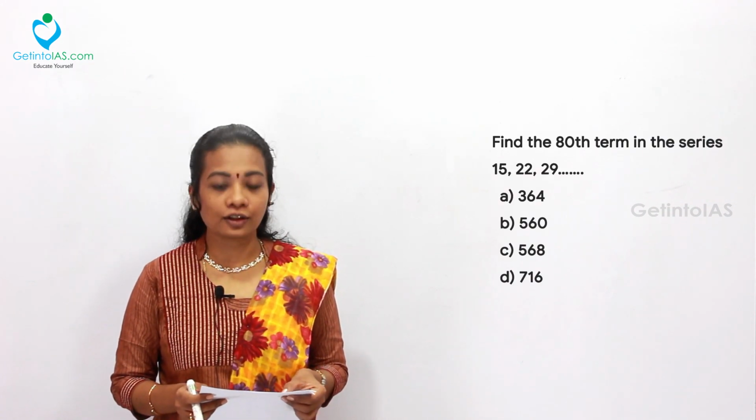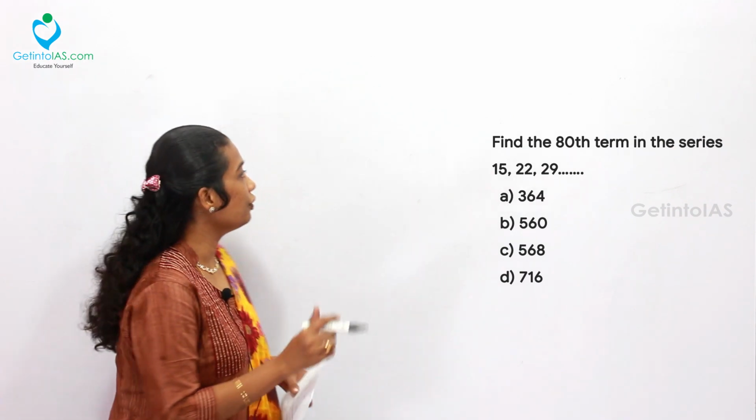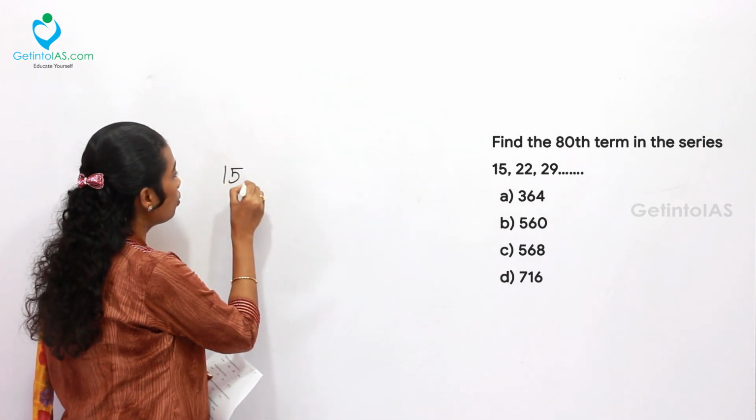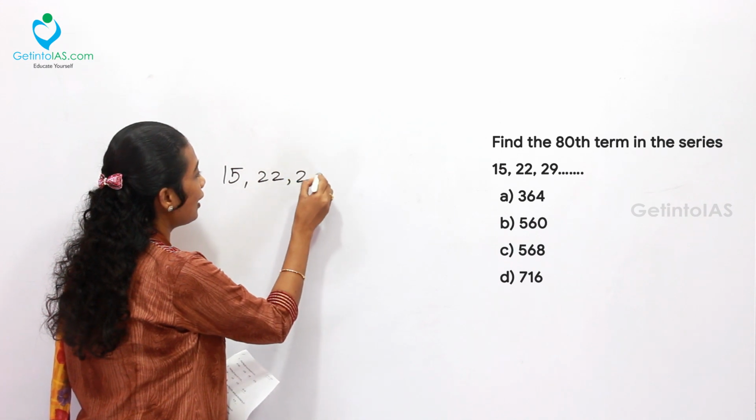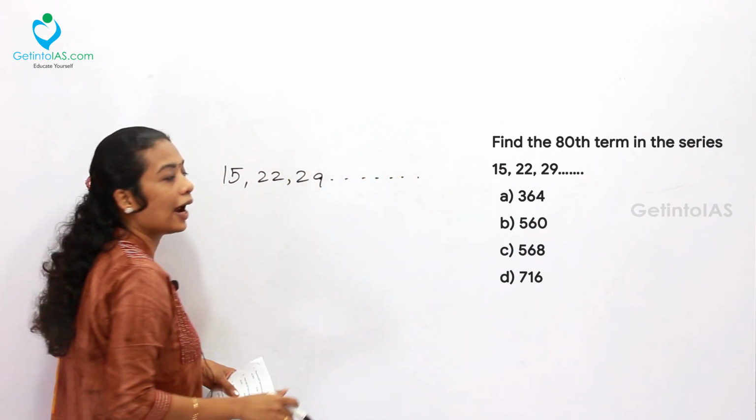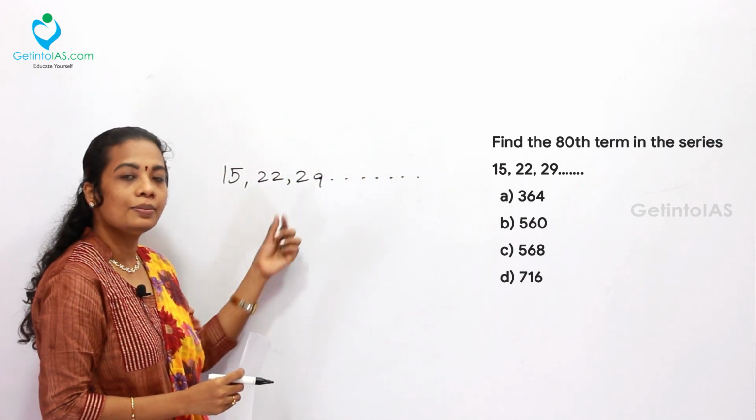In the previous video lectures, we have dealt with the basic concepts on AP and the important formulas involved in it. In this session, we are going to review the practice problems on arithmetic progression. The first question: find the 80th term in the series 15, 22, 29. It is an infinite series and doesn't have the last term at all.